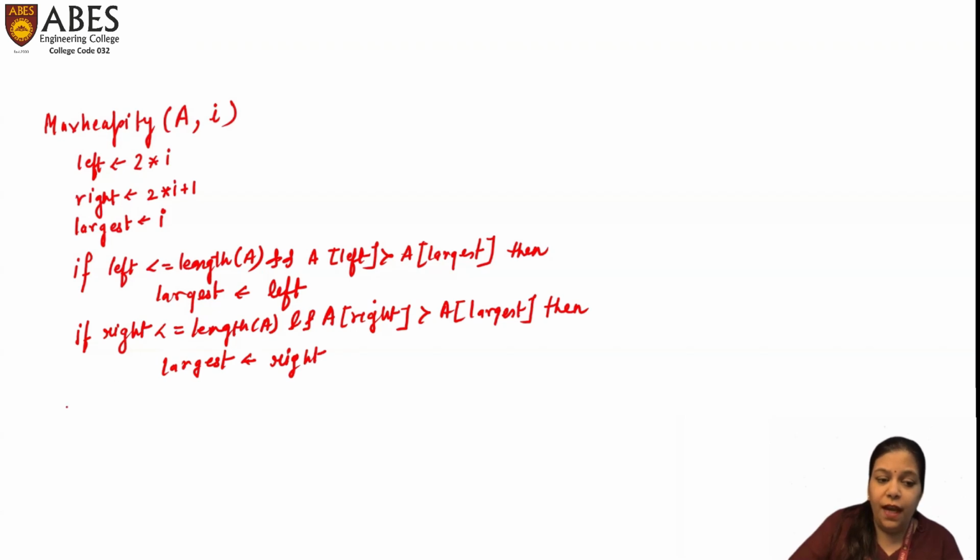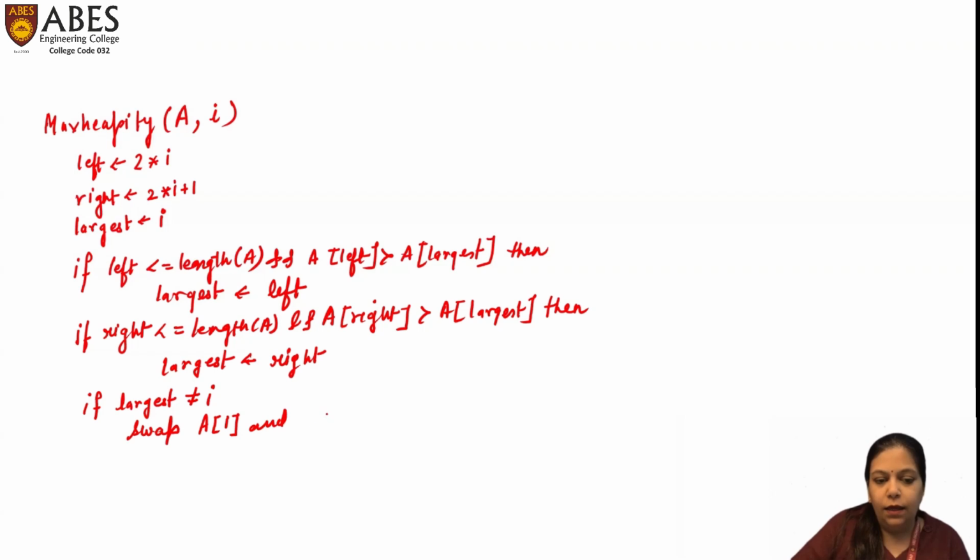Now, if anyways we have got another largest other than I, a value at any other index which is larger than the value stored at I, then in that case, we are going to swap I with the largest. So how will we check this? We will check whether we have got any new largest or not. If the value of largest is no longer equal to I, then we can say that we have found another largest, whether it is the left child or the right child. So in this case, we have to swap A I and A largest.